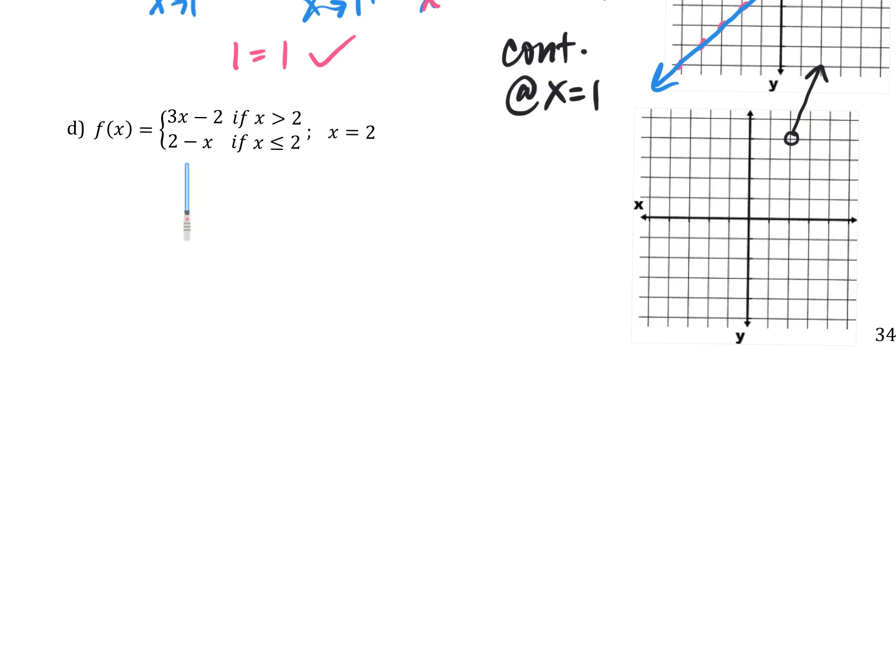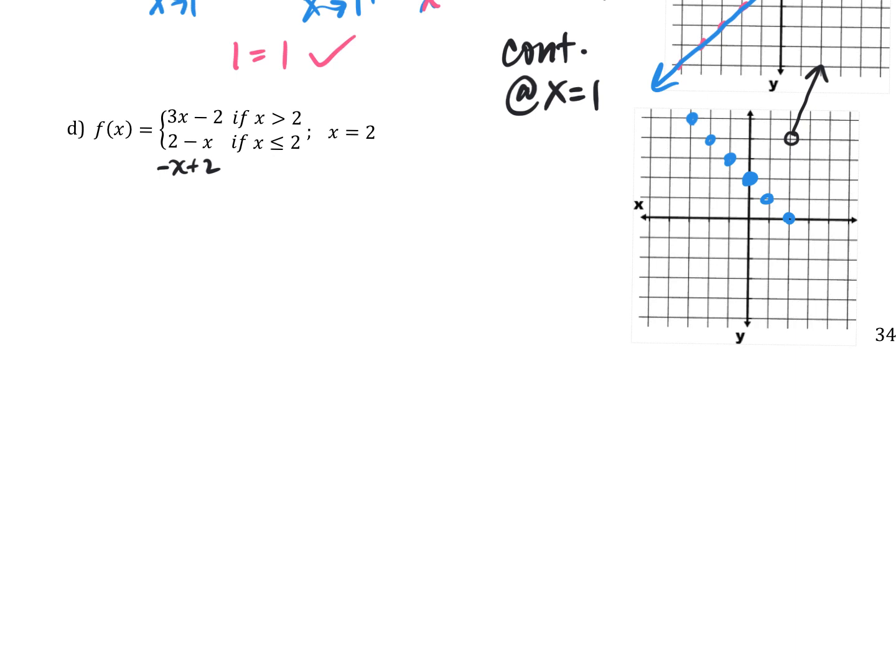Can we graph 2 minus x? That's the same as negative x plus 2. Where do we start? 2. Up 2. What's my slope? Negative 1. Ooh, I went positive. Down 1 to the right.